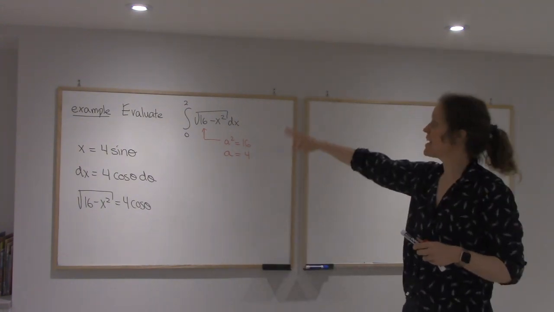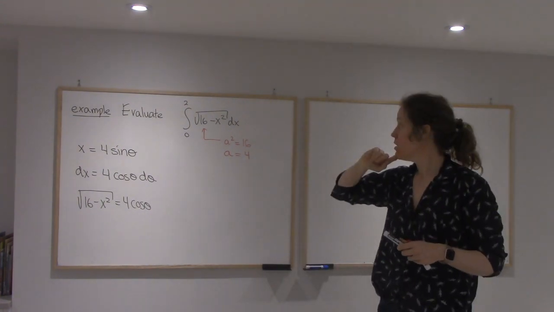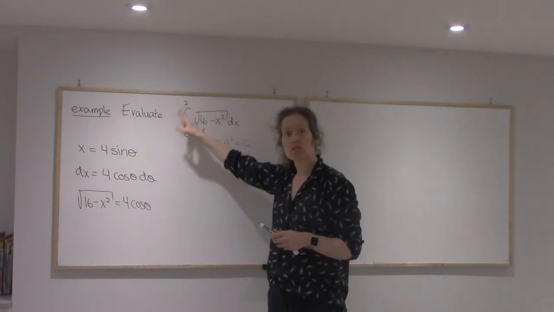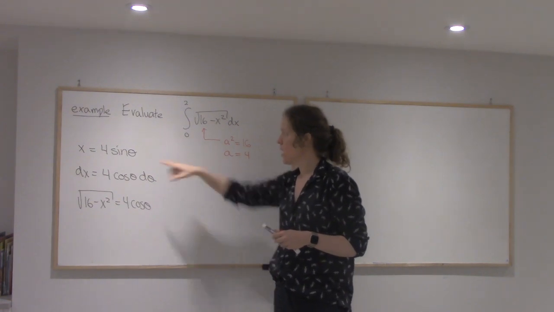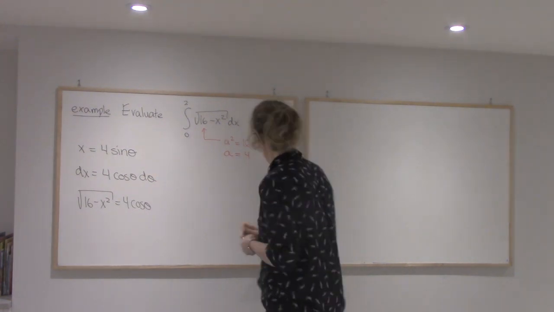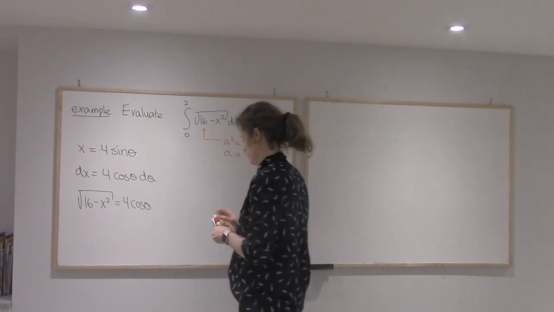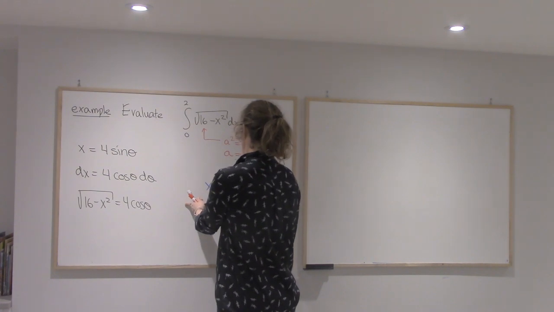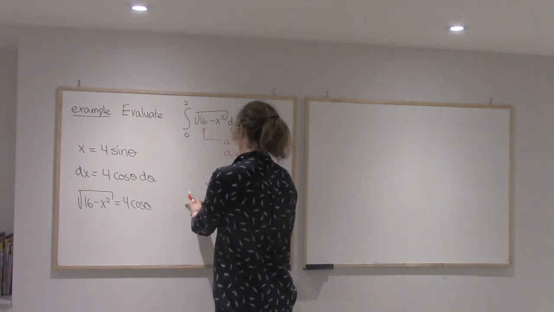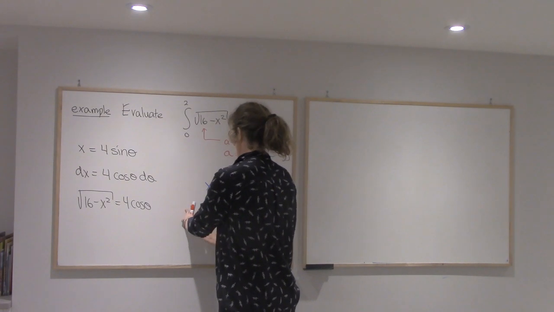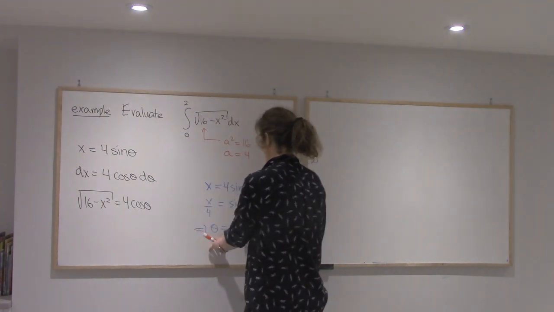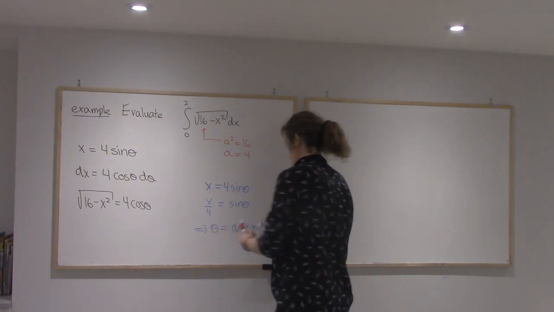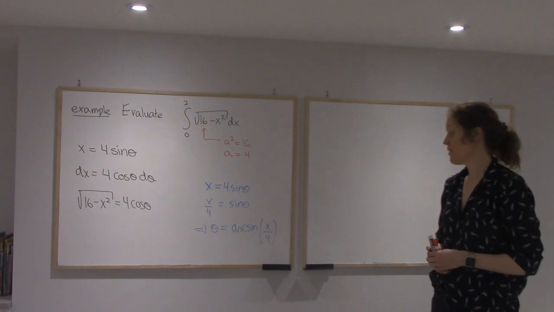Now in this case, because I have bounds, I have to know when x is 0, what is theta? When x is 2, what is theta? So I'm going to isolate theta here, and I'm going to get that theta is arc sine of x on 4.